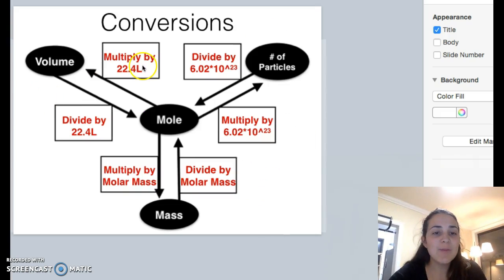Now, if you look at the roadmap for conversions here, there isn't a way for us to go directly from mass over to volume. What we're going to have to do is go through moles. That means first we're going to go from grams to moles in our first conversion, and in our second conversion we're going to go from moles to volume.